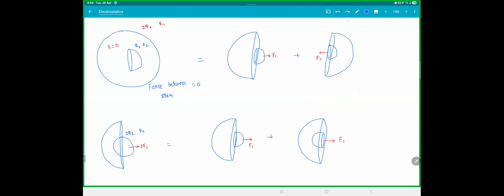No, I took the full sphere, na? Dekho, aisa hai. Maybe you're getting confused with this picture, kya? Wait, I'll do one thing. I will draw this first. I'll draw this next. Happy?